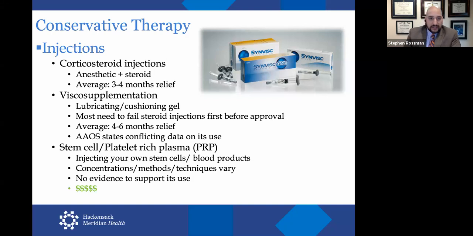The lidocaine is initially short acting and gives you relief right then and there. The steroid can take up to a week to take effect, as it helps to decrease the inflammation locally, and it can last for up to 3 to 4 months or even longer.